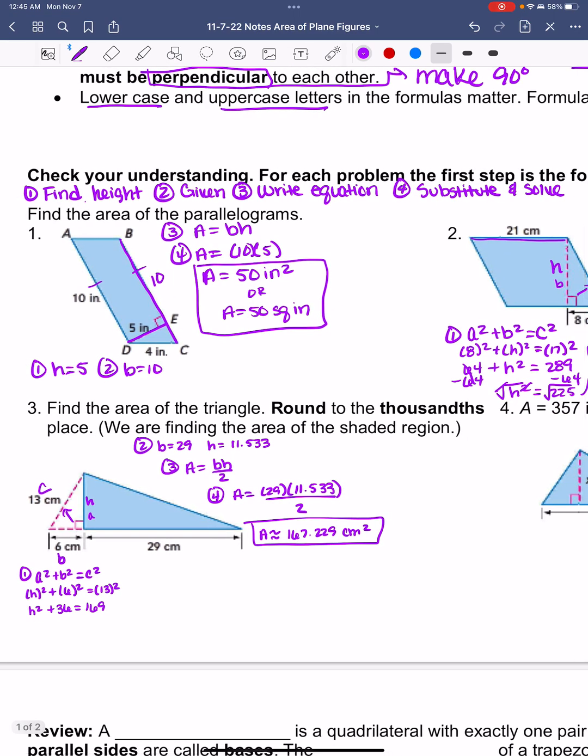Again, to reiterate what we did, step 1 is I found the height. 2, I wrote down my given. 3, I wrote down my equation. And 4, I substituted and then solved.